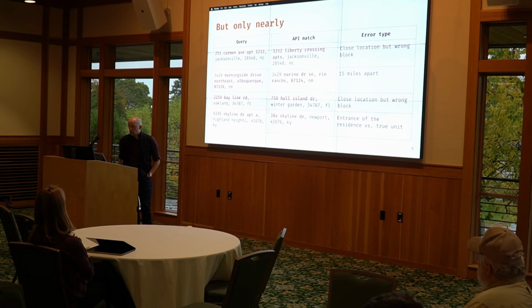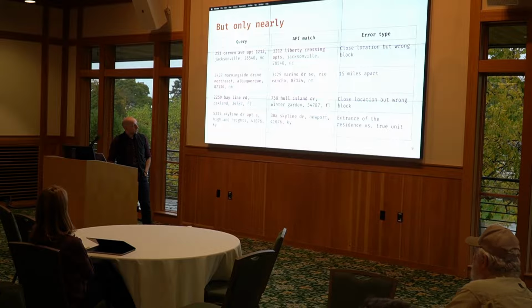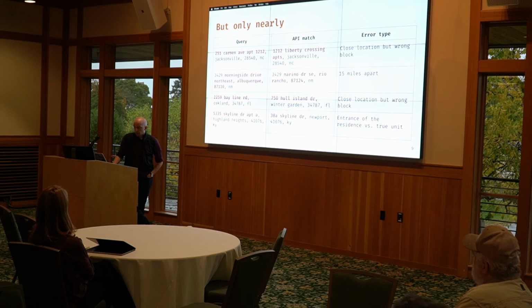And these are some of the issues that I ran into when doing some of the validation. Often what we see is that the query and the API match are not exactly the same, and they're often closely related in terms of geography. Sometimes we're off by a few blocks, sometimes we're off by a couple of miles, and for this last one, we were looking at a specific unit within a residence of condos, but the API match gave us the address of the entrance of the condos. So even though we got a great match rate, it's not perfect, but it's going to be our target when we design our own solution.